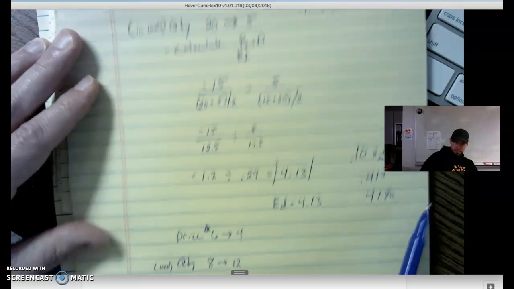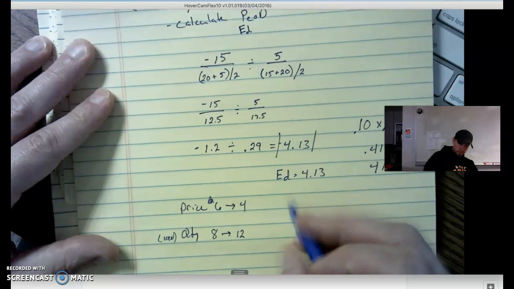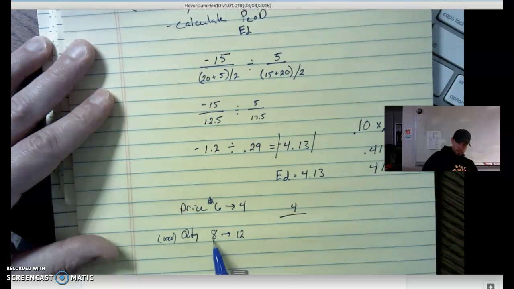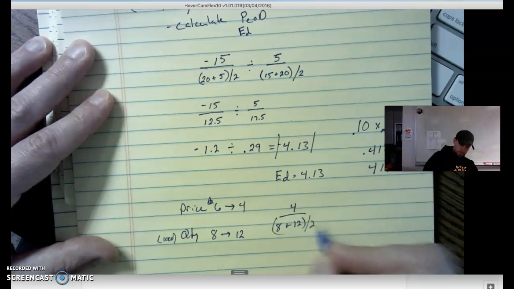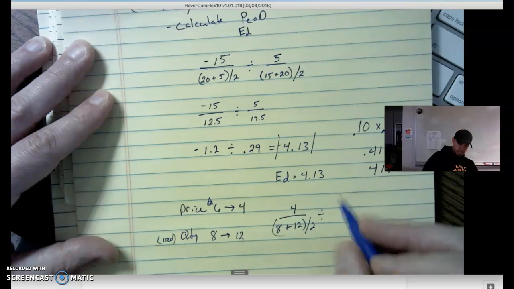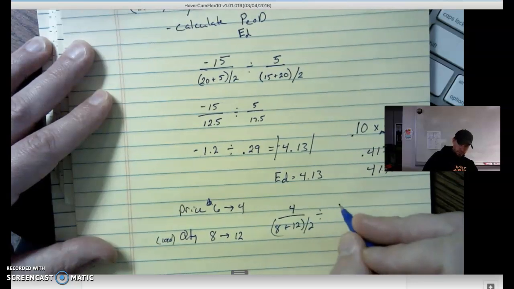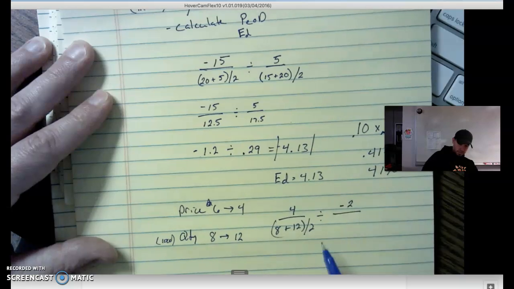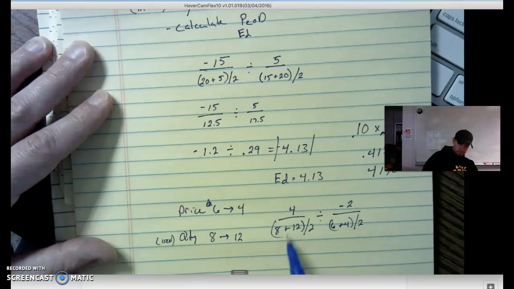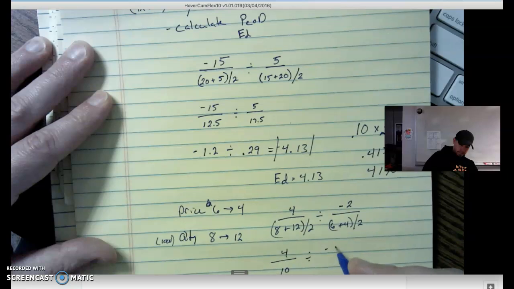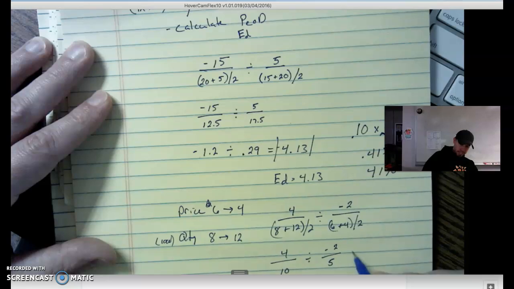So our change in quantity is going to be 4, all over quantity 1 and quantity 2, so 8 plus 12 divided by 2, and divide that by our change in price, 6 to 4, which is a negative 2, all over 6 plus 4 divided by 2. So now we have 4 all over 8 plus 12, which is 20, divided by 2 is 10. Divide that by negative 2 all over 6 plus 4, which is 10, divided by 2 is 5.